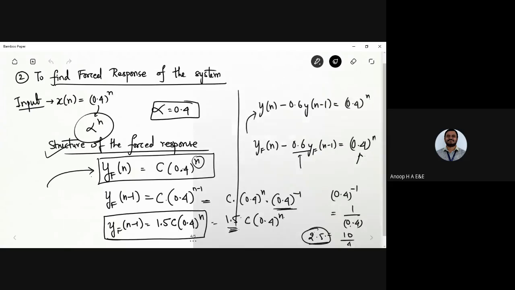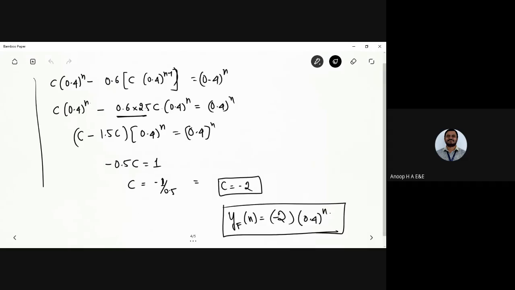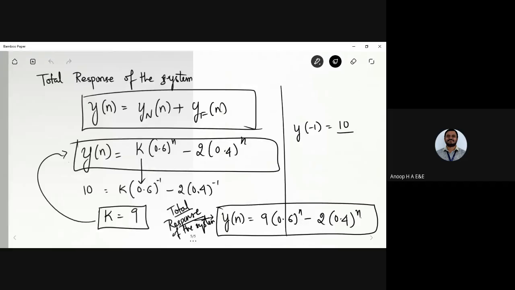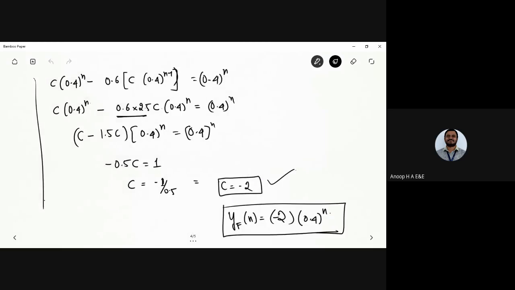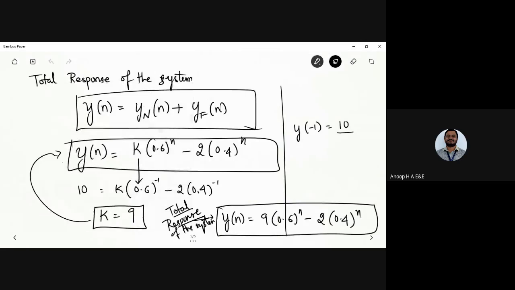I have the overall solution of the given equation, and I can find out the unknown constant c to be equal to -2. So yf of n will be equal to -2 multiplied with 0.4 power n. So now I have the total response of the system. Say y of n will be equal to yn of n plus yf of n.